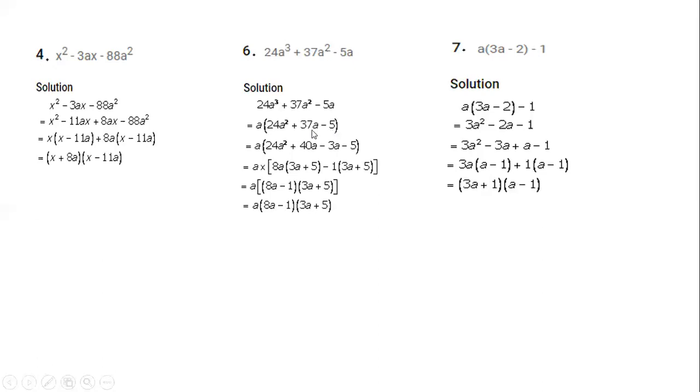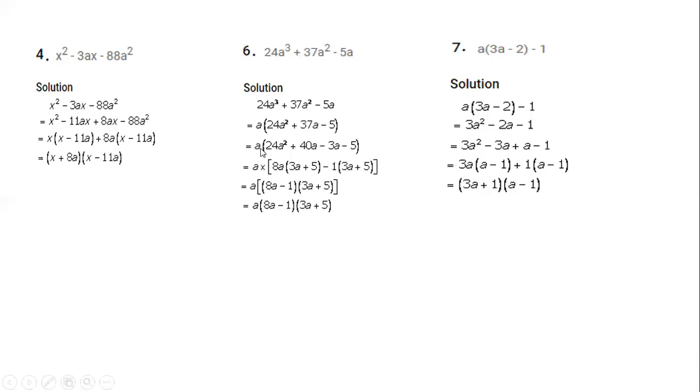Now we have to factorize this 37a in two parts, such that the sum of the two parts gives you plus 37 and the product will give you 24 into minus 5. Now see, I'm going to write this 37a as 40a minus 3a, because 40 minus 3 gives us 37, plus sign, and 24 into minus 5 is equal to minus 120. But see, 40 into minus 3, again minus 120. That means these are the perfect factors.